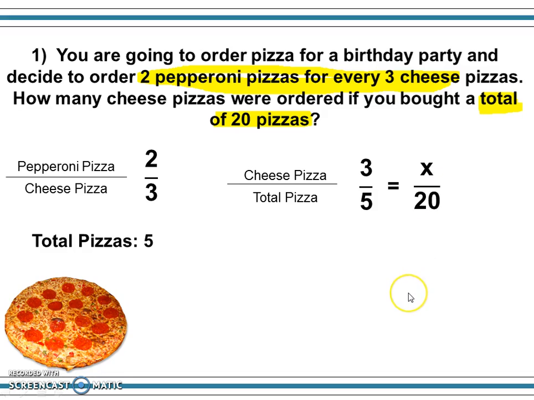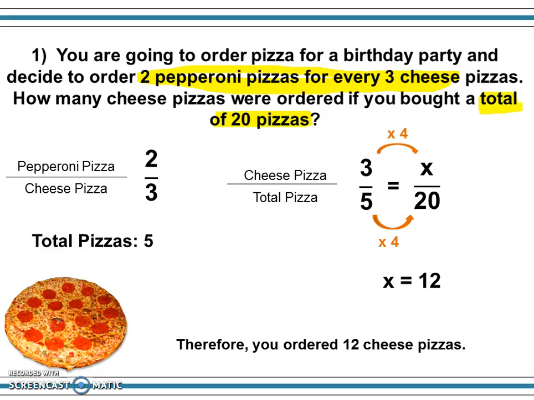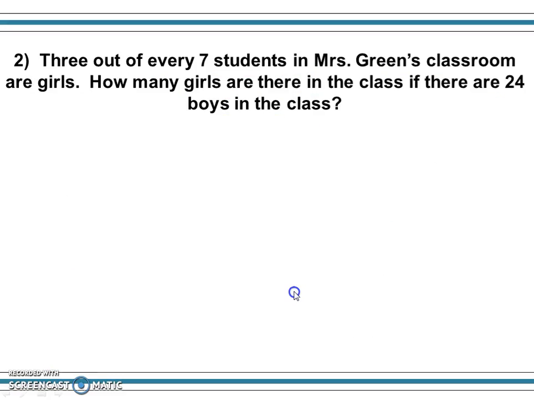Okay, so now to look for a relationship. Just like yesterday, we want to be looking for either a horizontal or vertical relationship between these quantities. I know that 5 times 4 is equal to 20. So I'm going to do the same thing to the top, 3 times 4, and that's going to give me 12. So that means I would have ordered 12 cheese pizzas. And that also would mean that we would have ordered 8 pepperoni pizzas, right? And that 8 to 12 for pepperoni to cheese would still maintain that same ratio of 2 to 3.